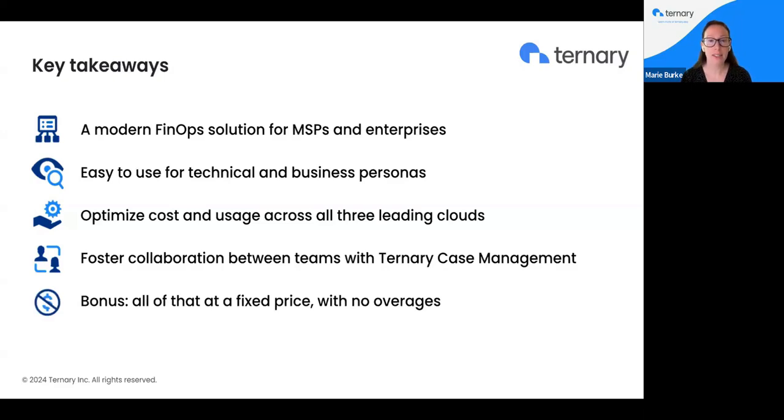And lastly, all of this comes at a fixed price with no overages. From our experience in the market, we know a lot of folks are not fond of the percentage of cloud spend pricing model. And so we do have an alternative to that. So we do offer fixed pricing. We also have different pricing arrangements if you are direct or if you are a partner as well. So definitely open to working with you and your business on that.